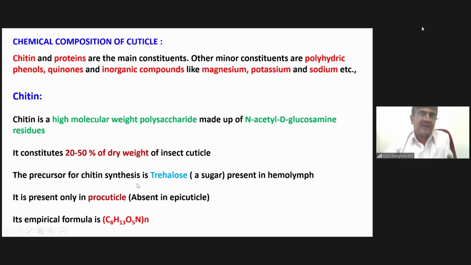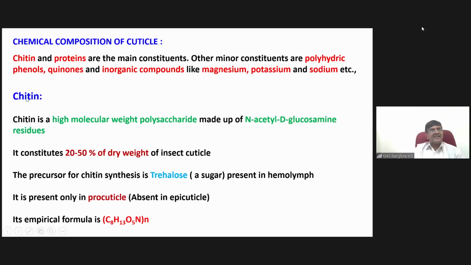And the precursor for chitin synthesis is a sugar called trehalose. So for chitin synthesis to initiate, there is a precursor. This precursor is trehalose, which is a major sugar that is present in the hemolymph of insects.